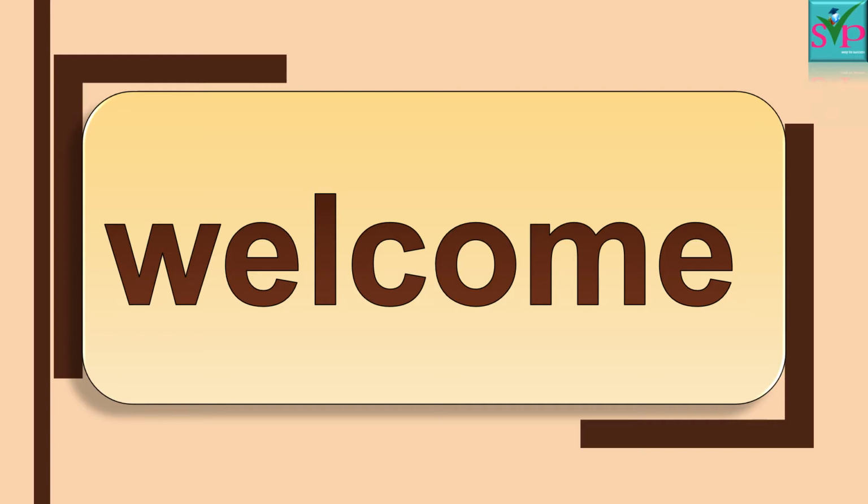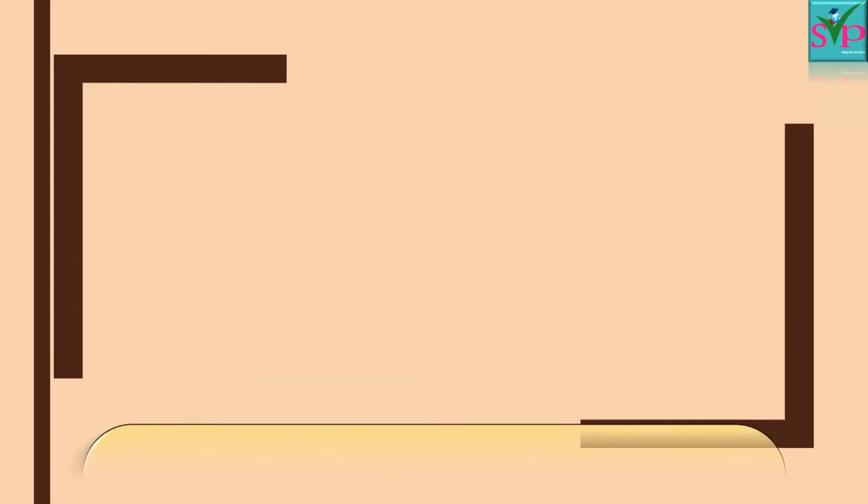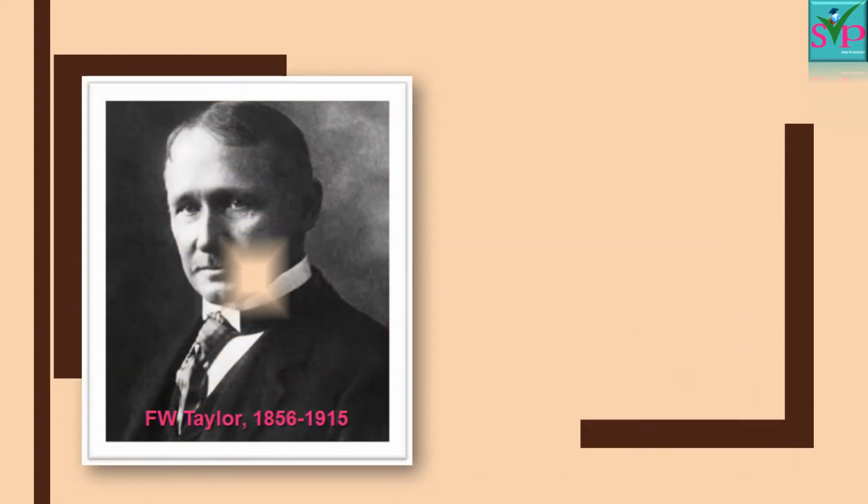Dear students, in the earlier video we have studied F.W. Taylor's scientific management theory. In that we have studied various scientific principles given by Taylor. But the question arises: how to apply these principles to make the work more effective and to achieve organizational goals?